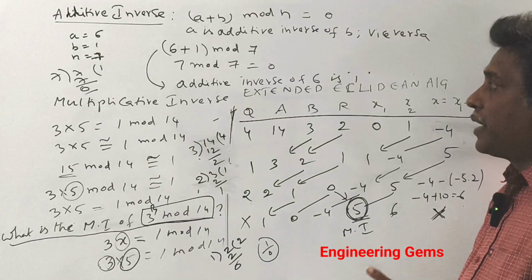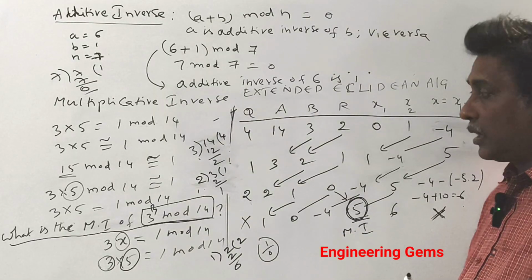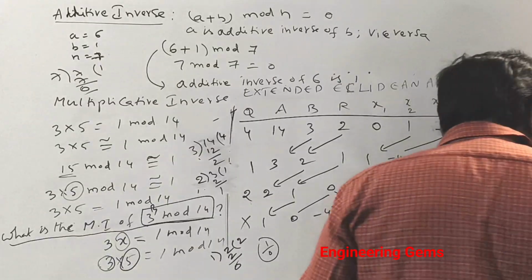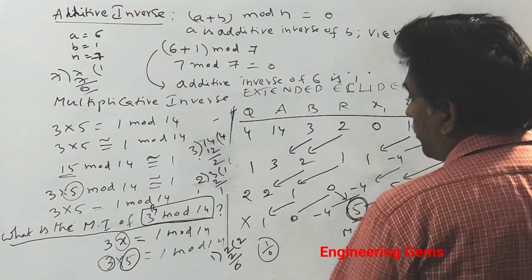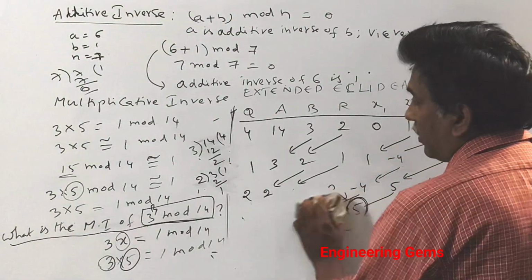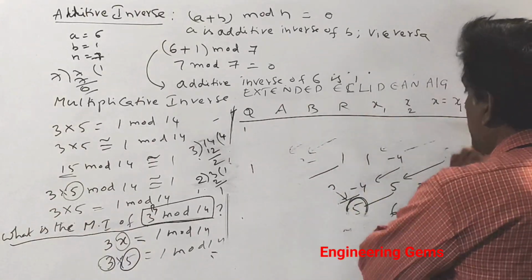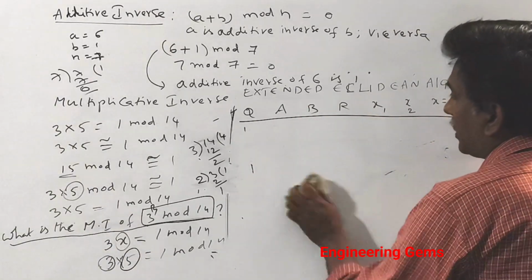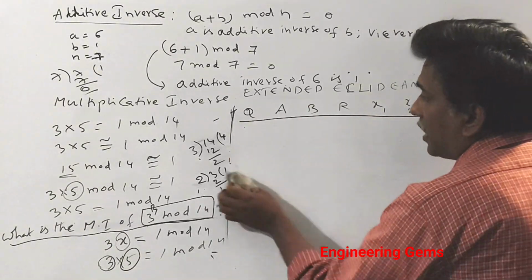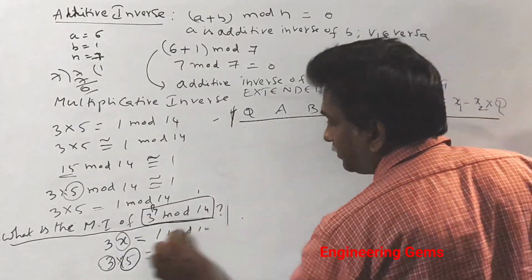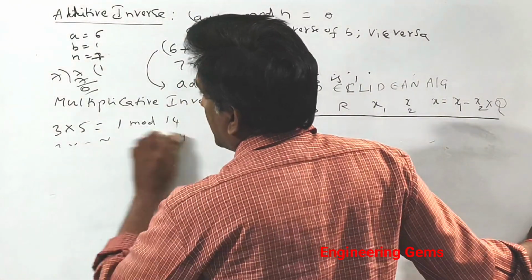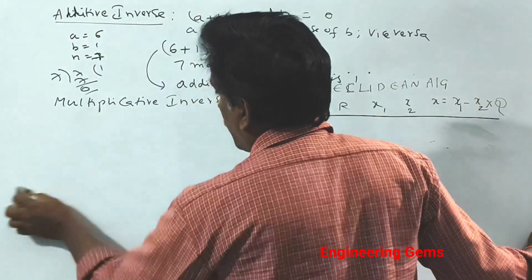Like that you can use the extended Euclidean algorithm. I will give you another problem. The same problem can also be solved here, so that you get a clear picture of how to find the multiplicative inverse with the extended Euclidean algorithm. Here itself I will try to solve the problem.